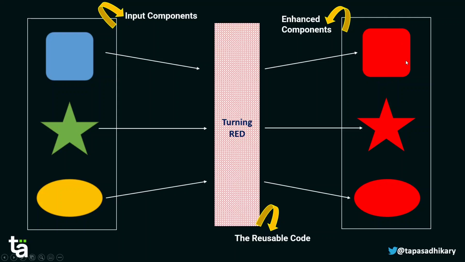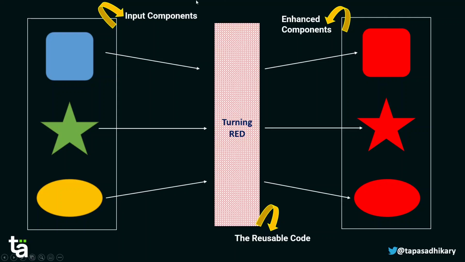This is a very basic concept of higher order components in React, right? In terms of a higher order component, what we do is supply some input component to something. That something is nothing but a higher order component. We'll get into that, to get an output of an enhanced component.